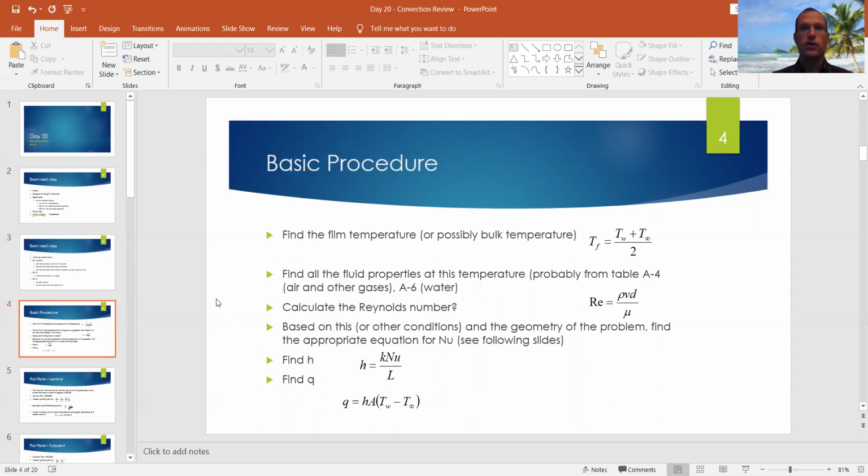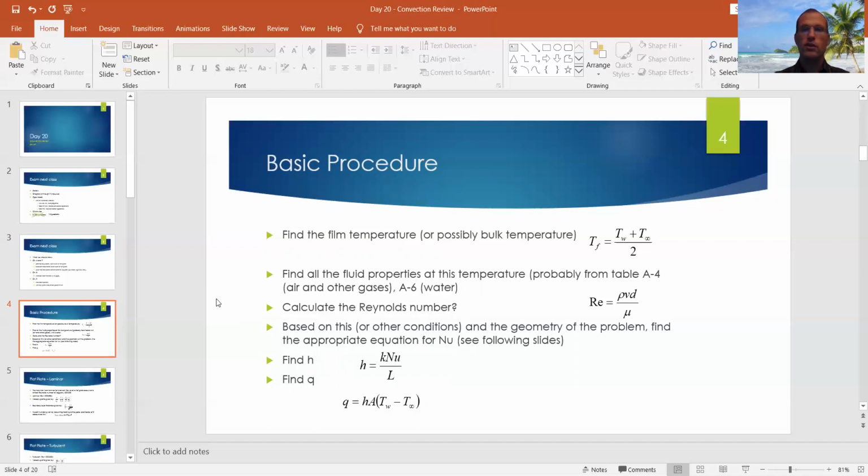Then here's the basic procedure that I mentioned. The 6 steps. First, find the film temperature, possibly the bulk temperature if we're dealing with tubes. Again, that's just the average of the wall temperature plus T infinity, divided by 2. Second step is to find all the fluid properties at that film temperature. Probably from table A4 for air and other gases, A6 for water, which gives you the values of everything you need: density, viscosities, thermal conductivities, heat capacities, whatever you need.